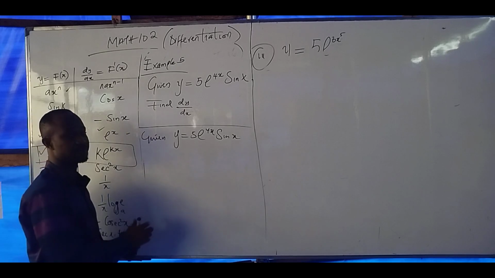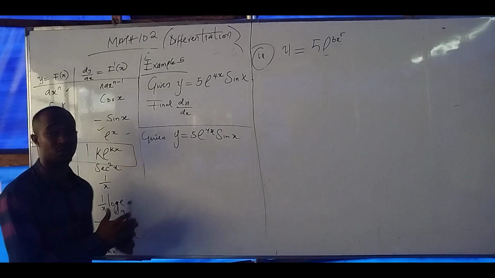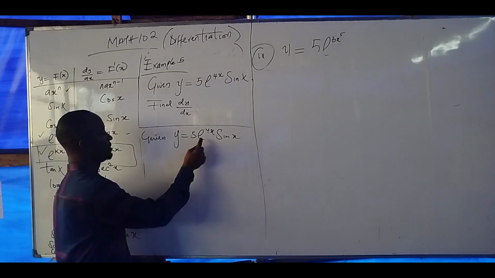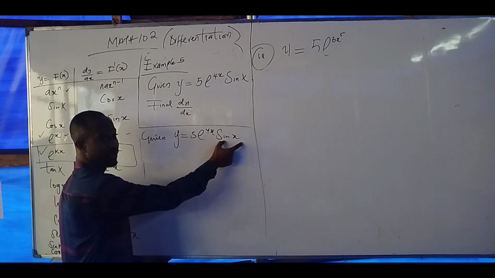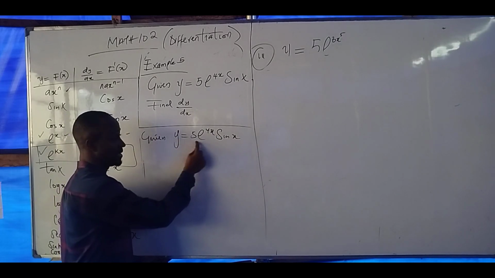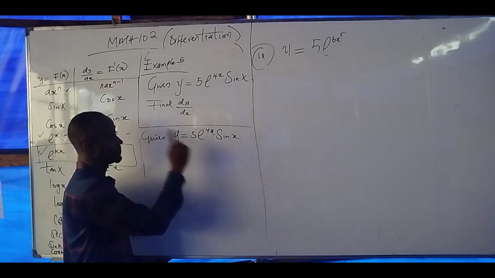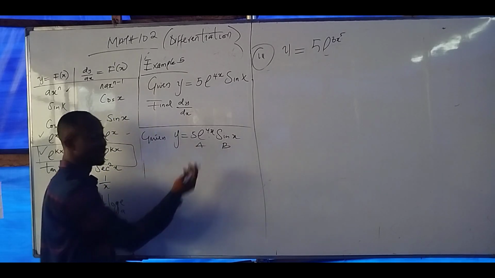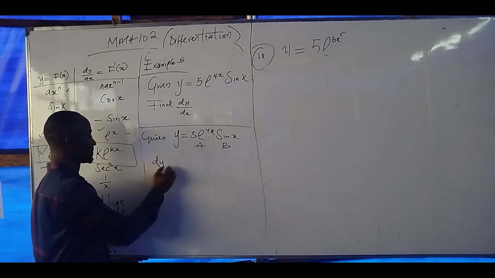Now, we are given y equals 5 exponential 4x sine x. Now listen, please. To differentiate this, we have to use the product rule. The product is between this and this. 5 exponential 4x represents A. This represents B. Are you following? Now you know the rule of product rule, right? The rule says, dy/dx.